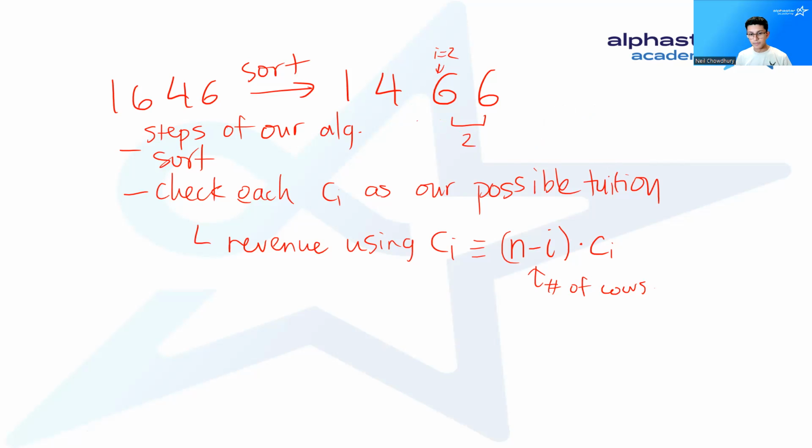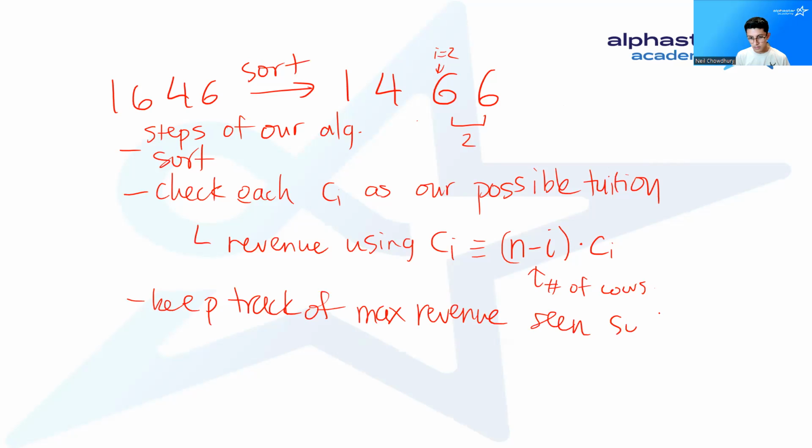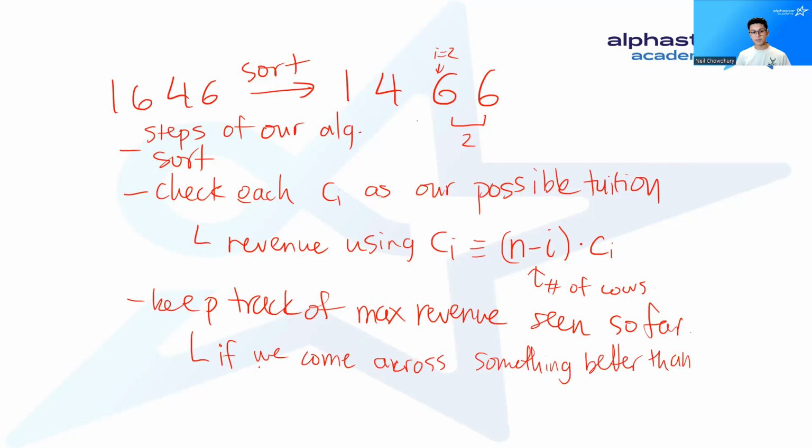And then, as we do this linear sweep, we basically want to keep track of the maximum tuition that we've seen so far. Or not max tuition, but max revenue seen so far. And if we come across something better than our max revenue, then we should replace it.